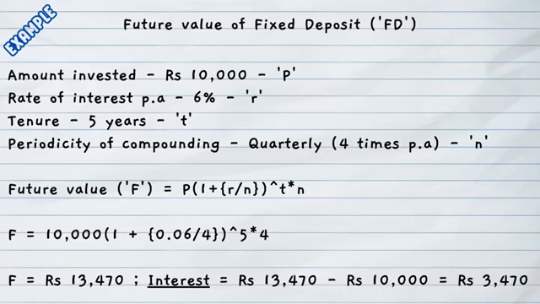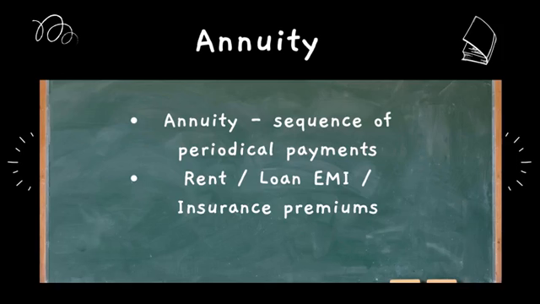So when we substitute all the values in this formula, we get the future value as rupees 13,470. So 10,000 invested becomes 13,470 after 5 years. And the interest is 13,470 minus 10,000, which is equal to 3,470. So this was our first scenario, the future value of one lump sum amount that we invested, and if it gets compounded, what is the final value that we get is what we saw. Moving to another setting. This is called annuity.